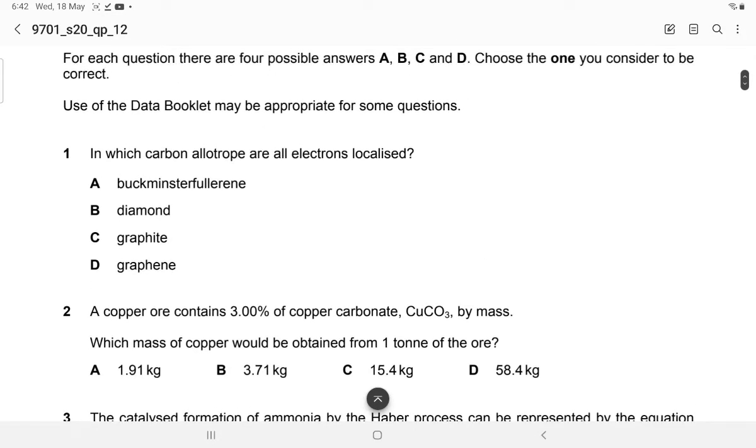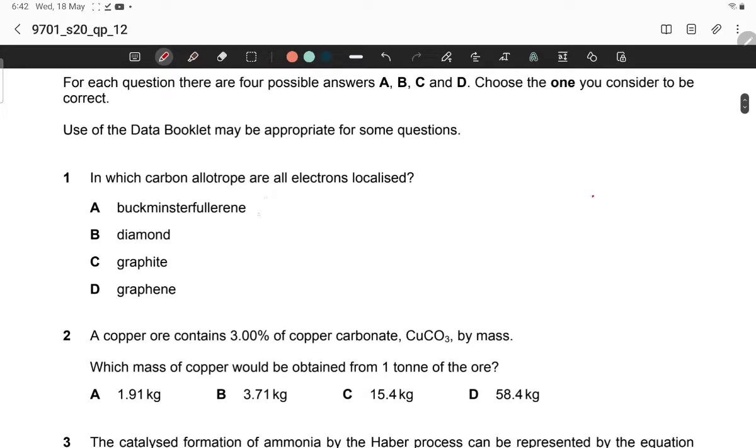Localized means fixed. Buckminster fullerene is a simple molecule. Electrons are not localized in Buckminster fullerene, the structure is like this. In diamond, the structure is like this, tetrahedral, and all electrons are localized. So it is correct.